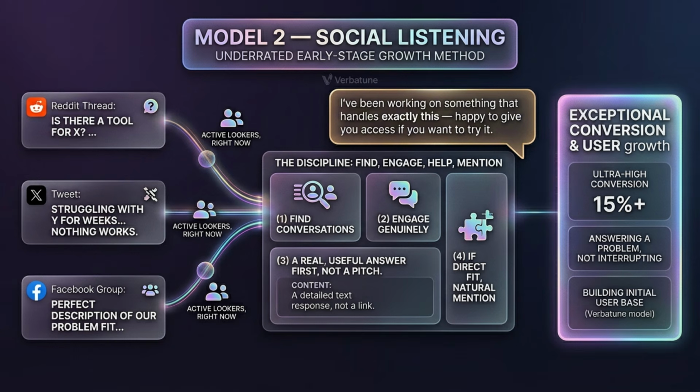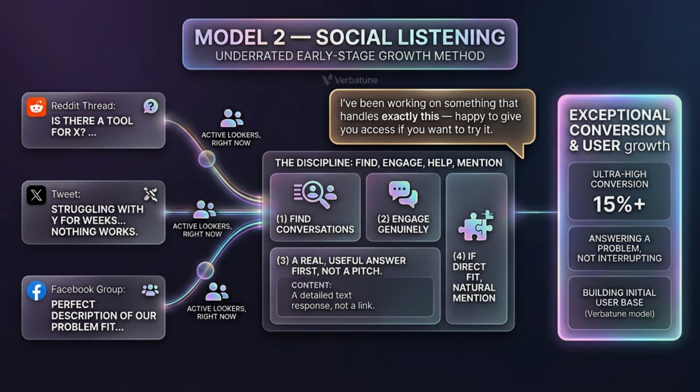Model 2 is social listening. This is the most underrated early-stage growth method I know of, and it's responsible for a significant chunk of how products like Goji Berry built their first users. Here's the reality. Every single day, people go online and publicly describe their problems. Someone posts on Reddit asking if there's a tool that fixes something. That person is not passively browsing. They are actively looking for a solution.